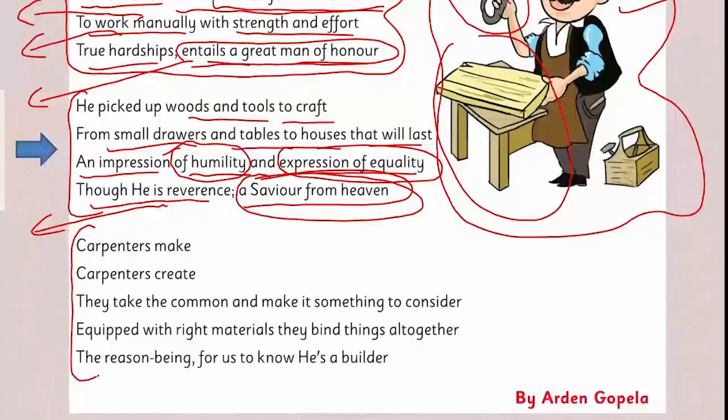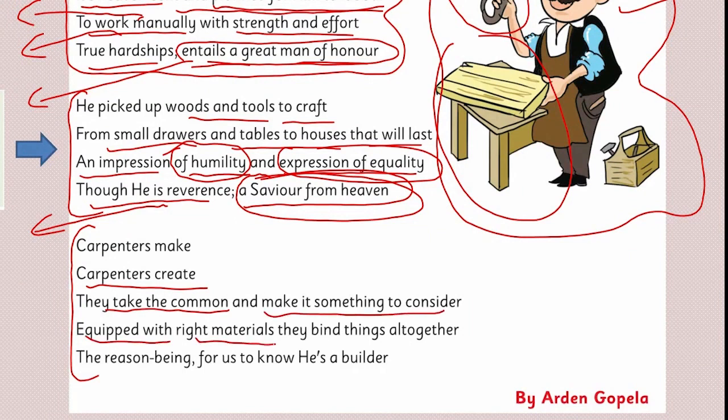Now look at the last stanza here. Carpenters make, carpenters create. They take the common and make it something to consider. Equipped with right materials, they bind things all together. The reason being for us to know he is a builder. Here, carpenters make and create things out of wood. They take a common wood, a log of wood.